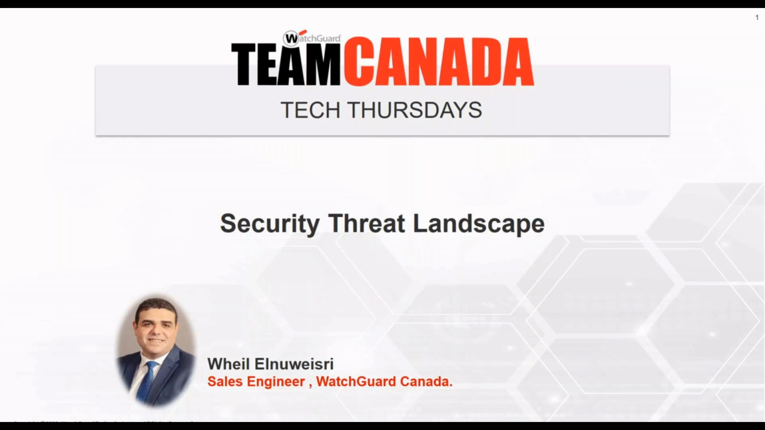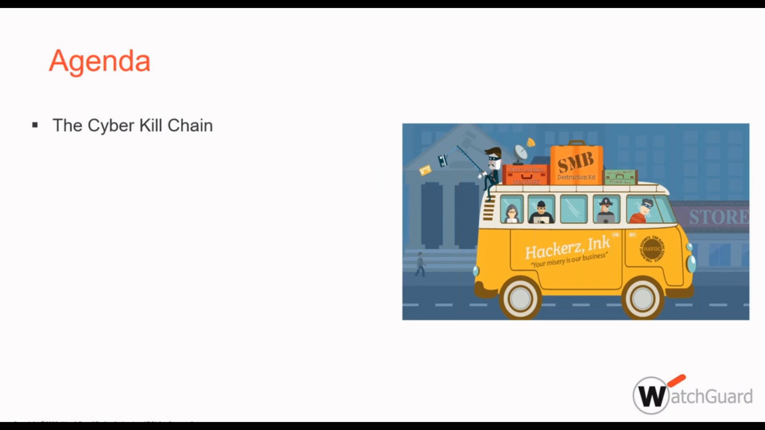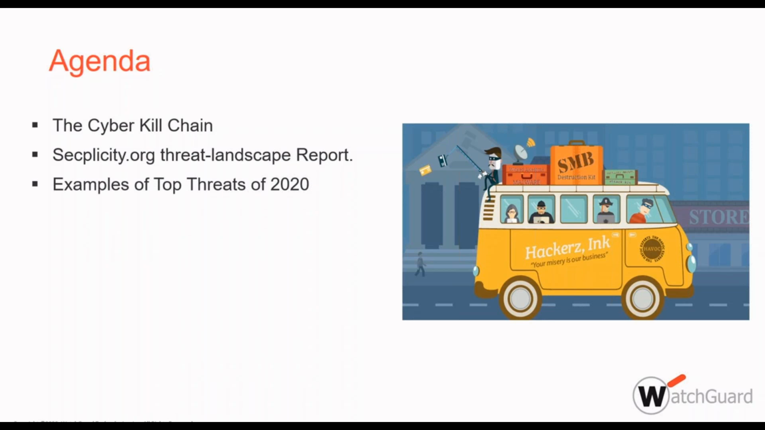We're going to be talking about the security threat landscape. In our agenda today, we're going to be talking about the Cyberkill chain, the components, and to understand what are the steps the attacker will take. We're going to be talking about the Secplicity.org threat landscape report, which is a report that is available to you by WatchGuard. The examples of top threats of 2020, including the definitions, different types of the top attacks.